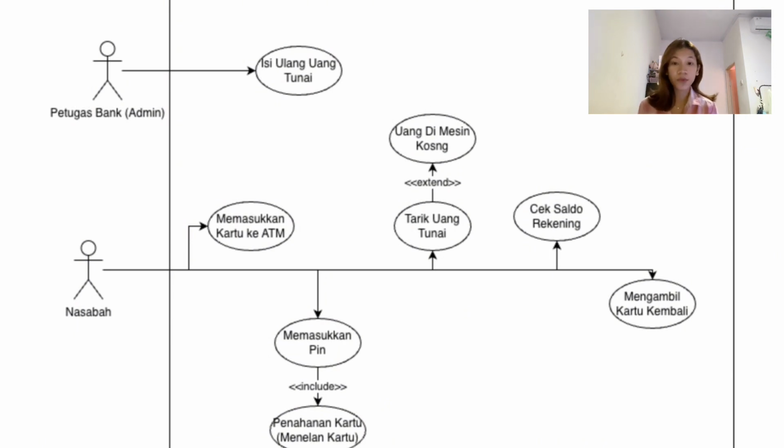After the card is successfully inserted, the ATM requests the user to enter their personal identification number, or PIN. The PIN acts as a security check to ensure that the user is the rightful cardholder, and this process is directly linked to the card retention or swallow use case through an include relationship, which means if the PIN is entered incorrectly 3 times, the system will automatically retain the card. And C. Card retention or swallow.